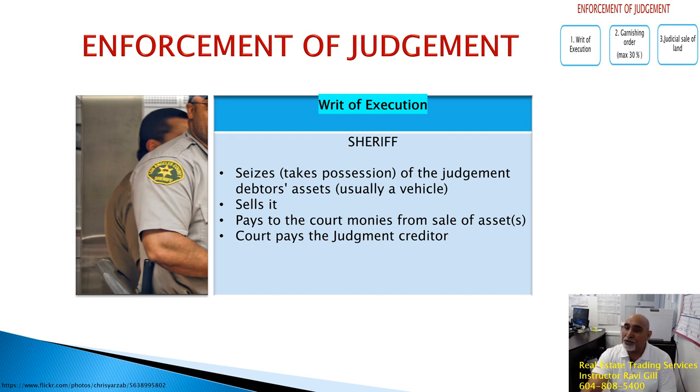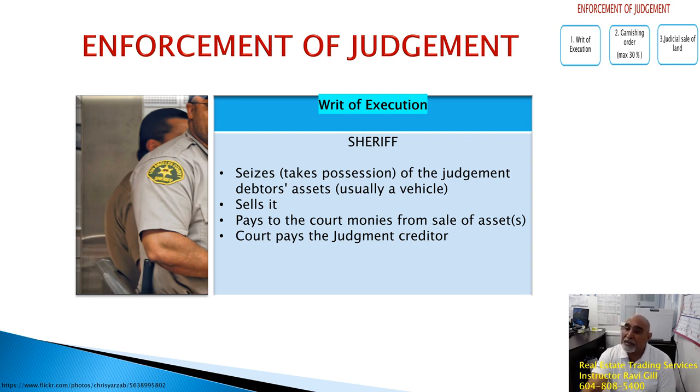Okay. Number two, what's number two about? So a judge could say, yes, let's say there's $5,000 owing, and the person has a car worth about $10,000 or $8,000. Yes, let's sell this car and give the judgment creditor the $5,000. Fine.